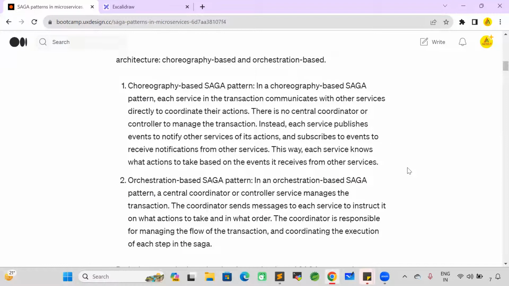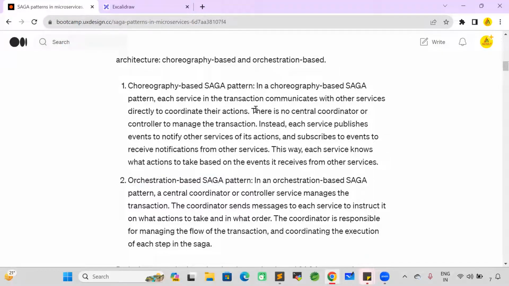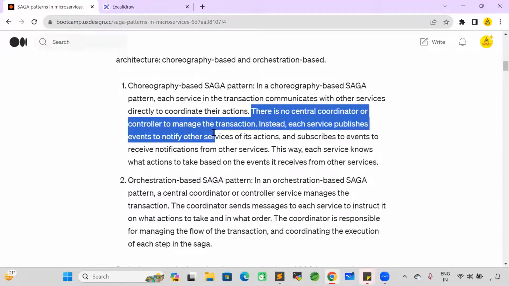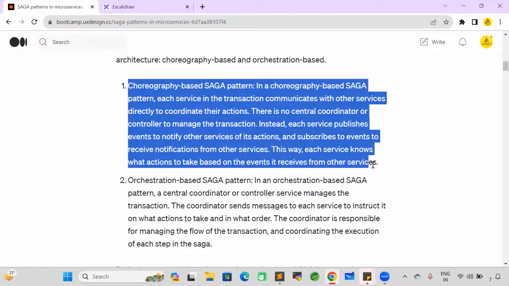And when you are going for the SAGA transactions, SAGA design pattern transactions are divided into two types. One is choreography based SAGA design pattern. Second one is orchestration based SAGA design pattern. So choreography SAGA design pattern is nothing but there is no central coordinator or controller to manage the transaction. It is going to work based on the events.